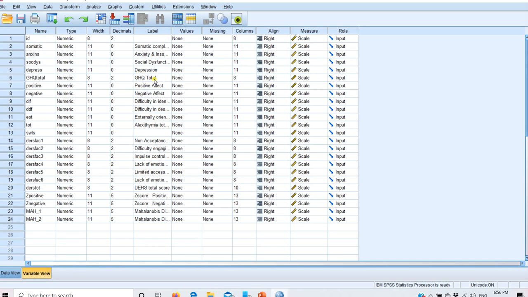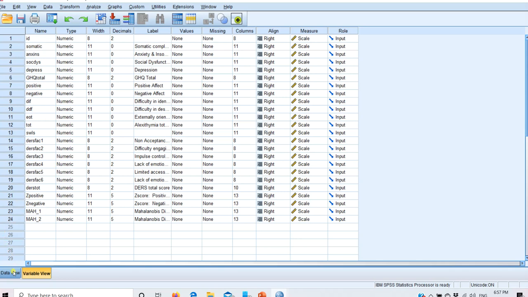So for multiple regression analysis, for any multivariate analysis, we cannot go for univariate outlier analysis. We will have to see the average pattern of all the five variables, and if any case has a different pattern or profile from this average profile, then that will be called an outlier.